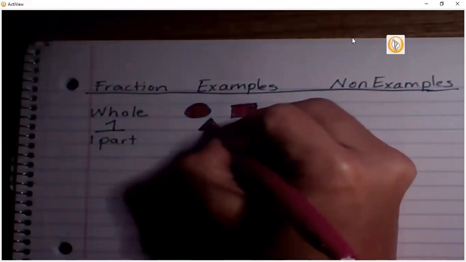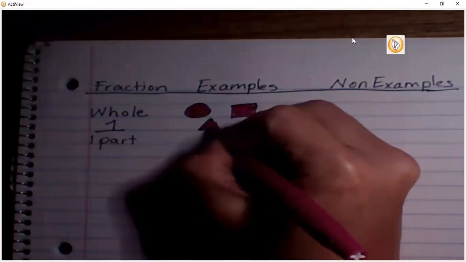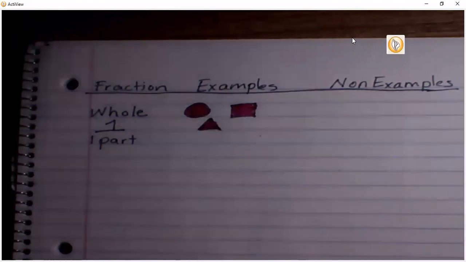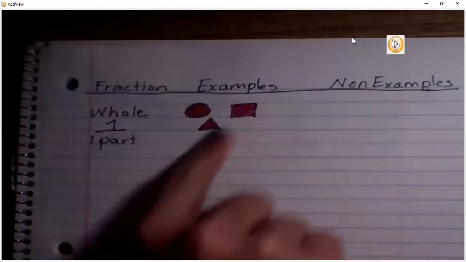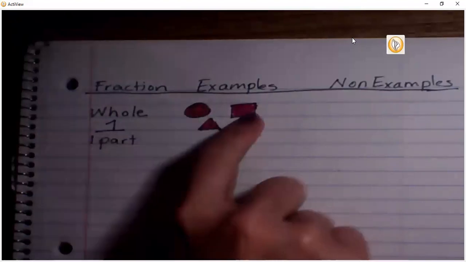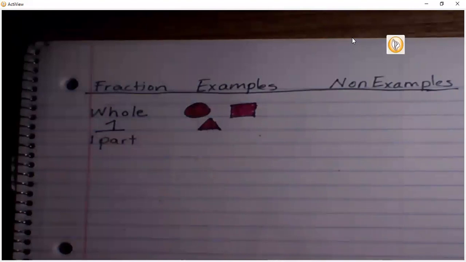These wholes are pretty simple because there's only one way to call it. Whole. 1. That's it. Now, if I wanted to count all these wholes together, I have 1, 2, 3 wholes. There's 3 of them. I want to give you a non-example of a whole.